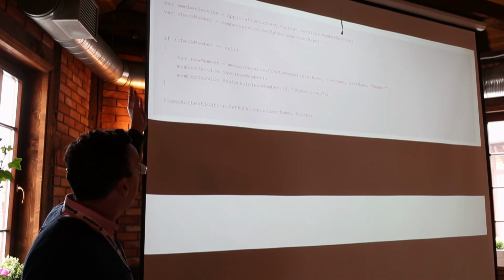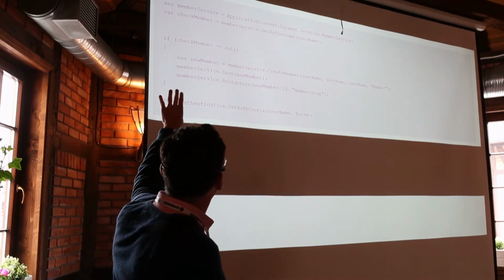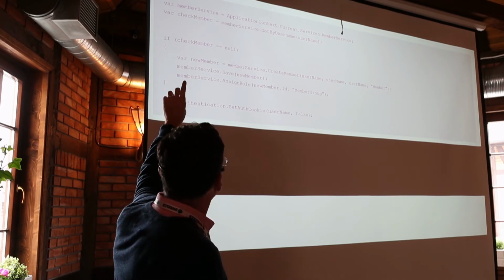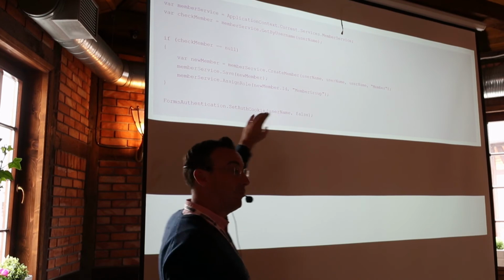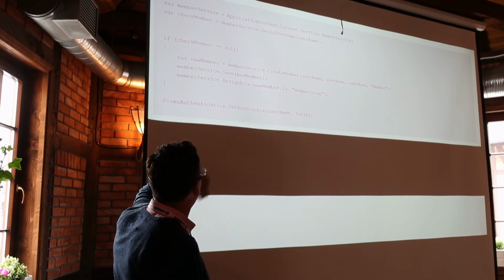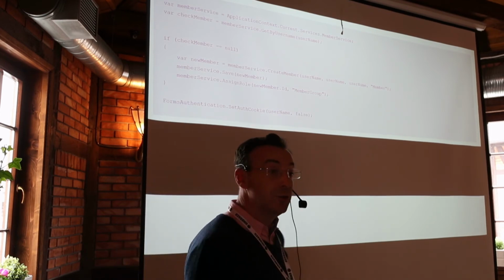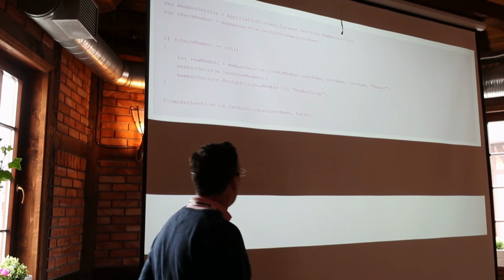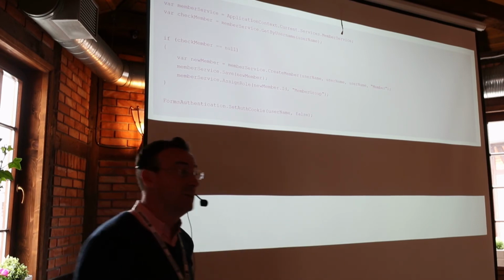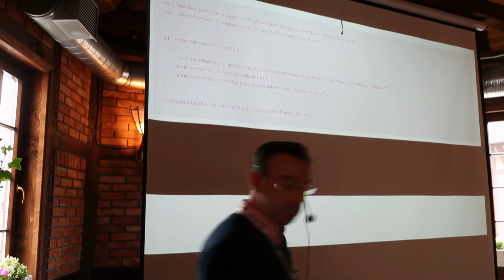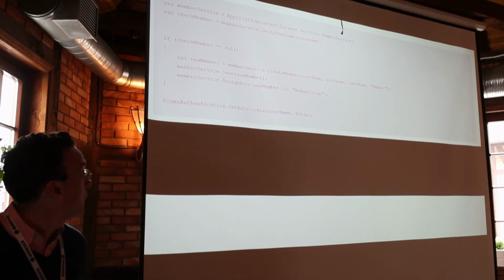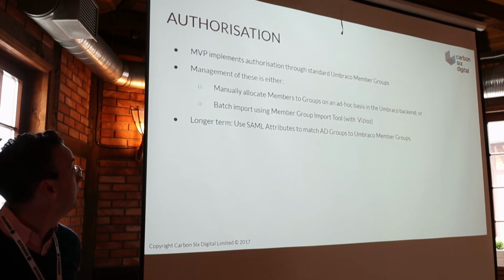And in the very simplest case, we amended the assertion consumer service. So instead of having a failure if we couldn't find the member in Umbraco, then we use the member service just to create a new member. We actually don't care about what the password is because they're never going to use their password to log into Umbraco. And then we set the authorization cookie and log them in.